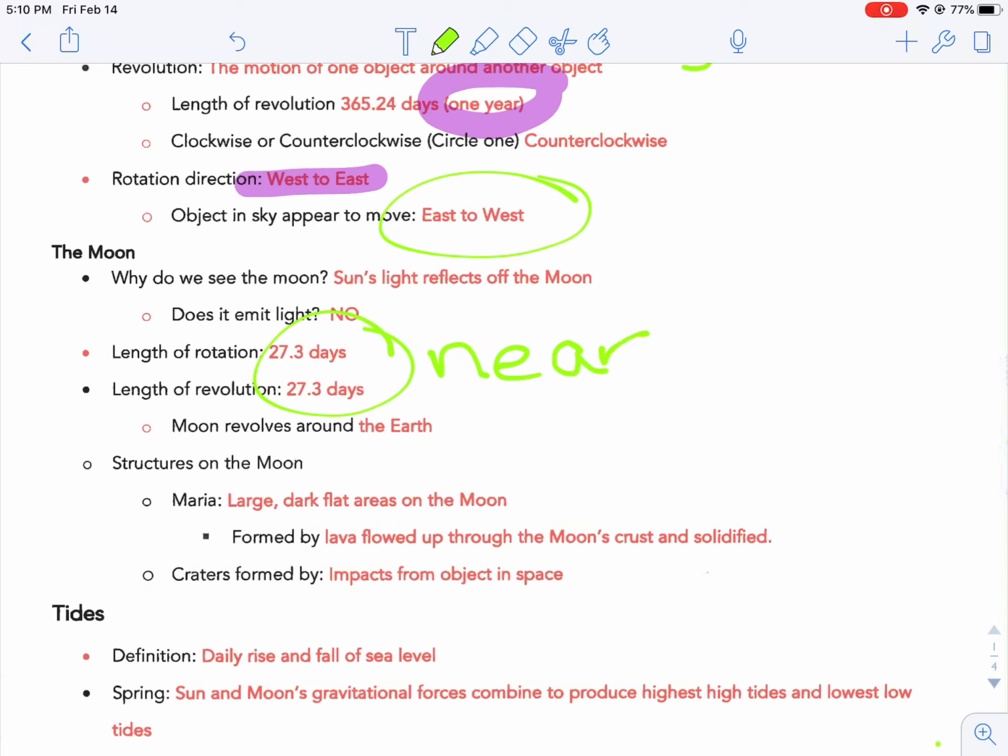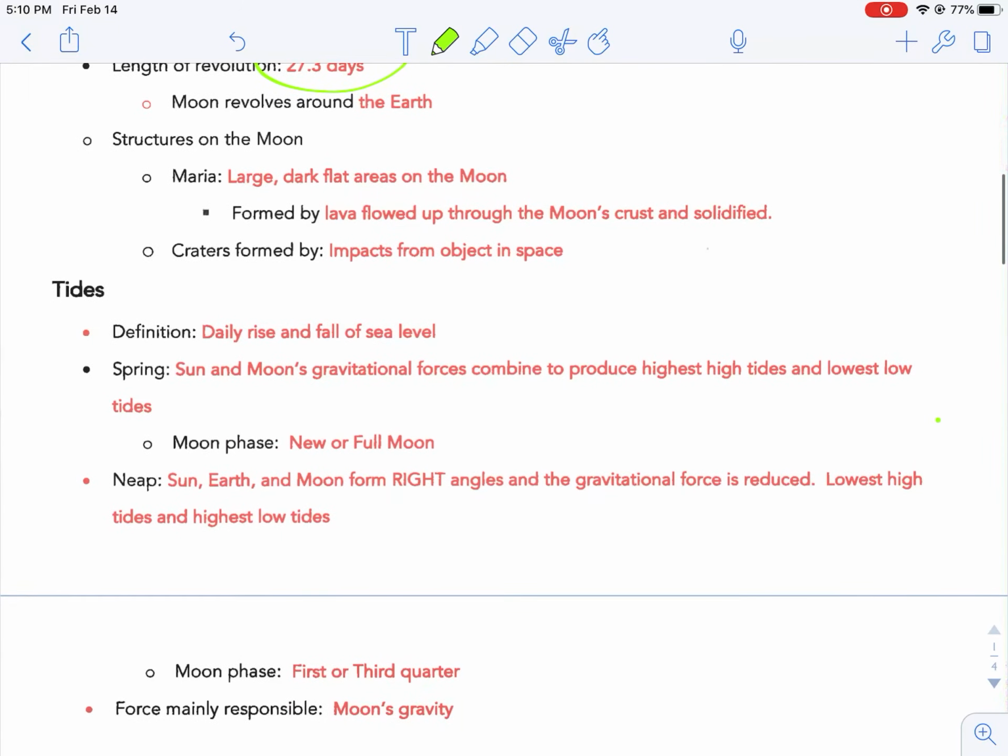So what does the moon revolve around? Well, it revolves around Earth. The structures that we have on the moon, when we look up there, are Maria. Those are the large, dark, flat areas on the moon. They are formed when lava flowed up through the crust and solidified in the craters that were formed. So Maria are now hard, cooled lava. Craters come from impacts of space objects banging into the moon millions of years ago.